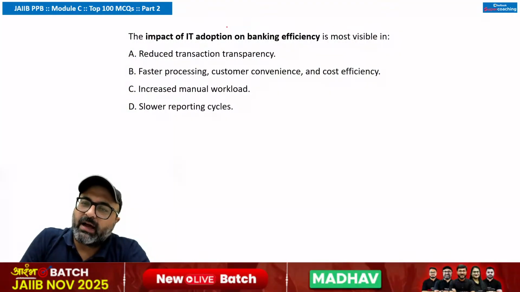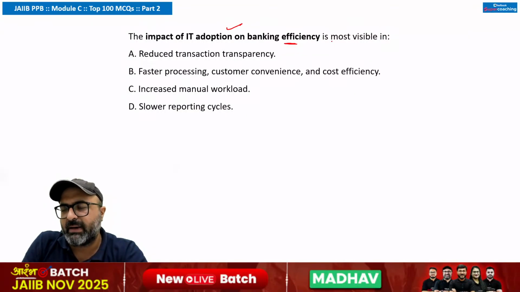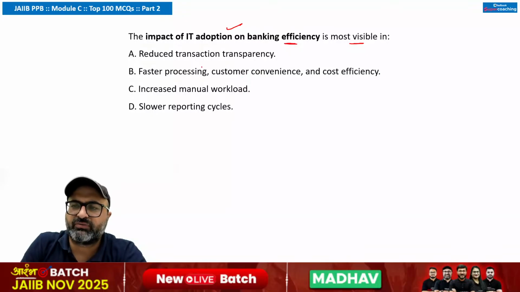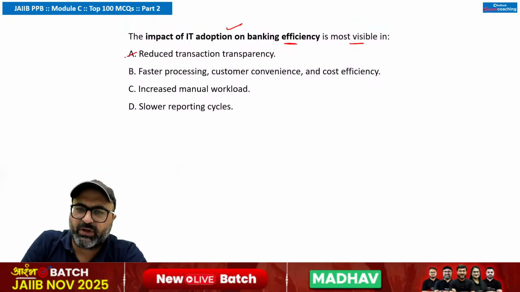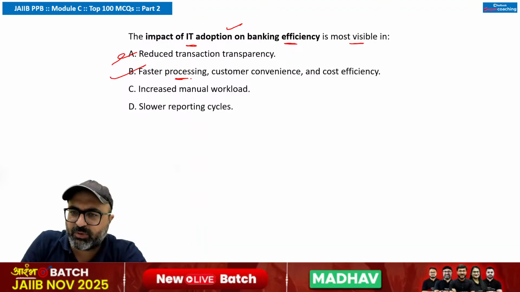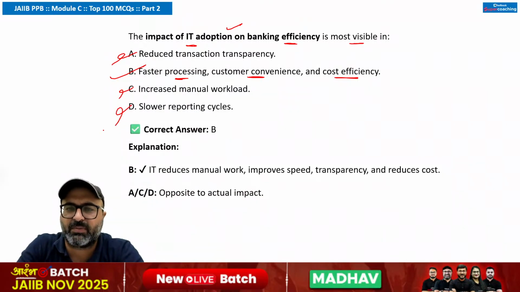the impact of IT adoption on banking efficiency is most visible in, first one, reduced transaction transparency. No. Impact of IT adoption results in faster processing, customer convenience and cost efficiency. This is correct. Increased manual workload, no. Slower reporting cycles, no. So answer is going to be B option.